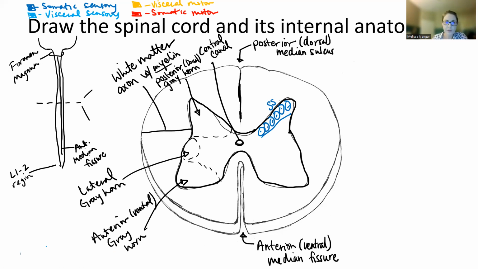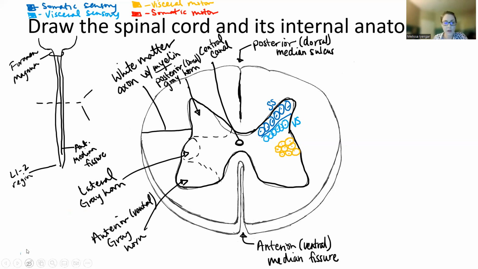And then I'm going to have visceral sensory ones. So I'm going to make a couple more cell bodies right here, and that's going to represent my visceral sensory cell bodies that are going to be part of my posterior gray horn. The next one I'm going to do is my visceral motor. So right here where I have my lateral gray horn, I'm just going to make some bubbles like this, and that's going to represent where I have my visceral motor cell bodies.